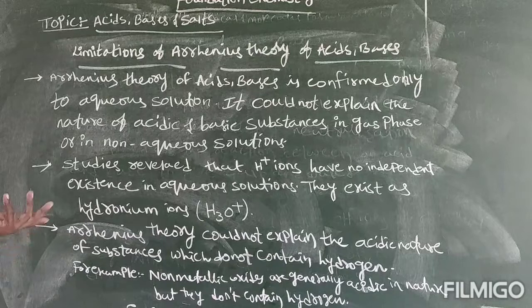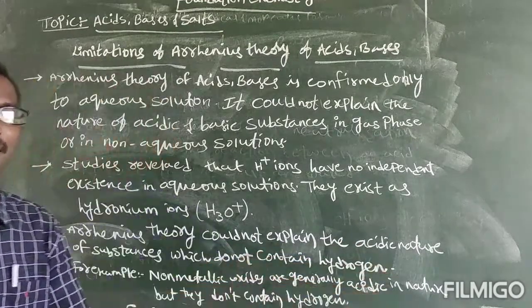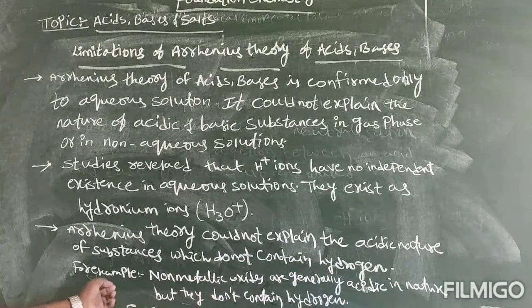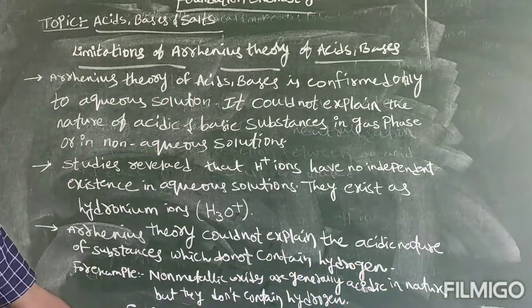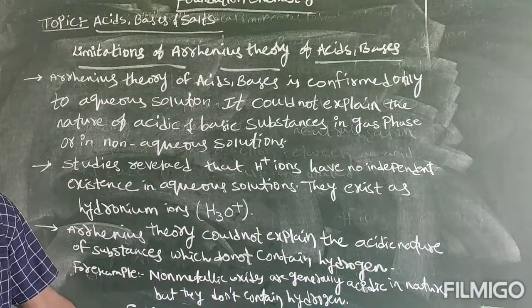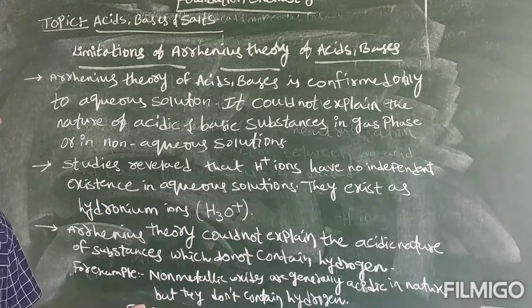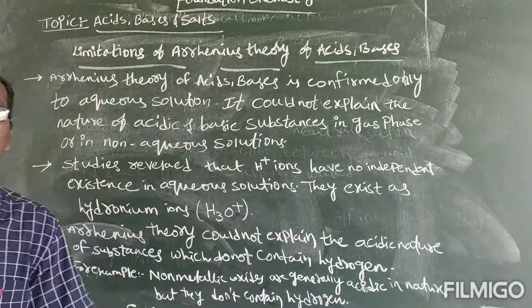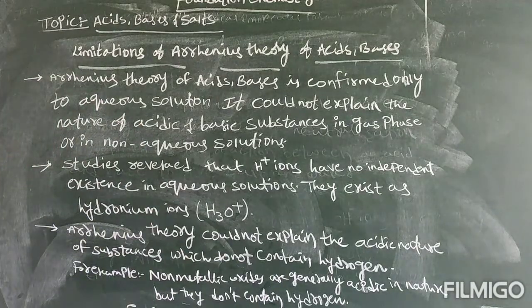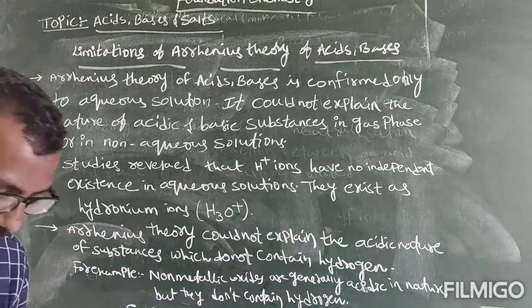According to Arrhenius, an acid is one which has H plus ions or hydrogen in it. But here non-metallic oxides are generally acidic in nature only. CO2 does not have any hydrogen, but it is acidic in nature. So these are the drawbacks or limitations, as we call them. Make a note of this, and I will write three more points after this.